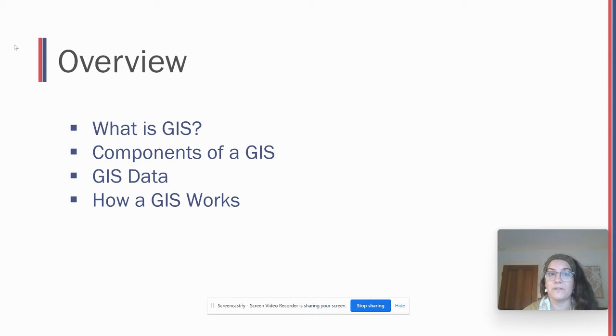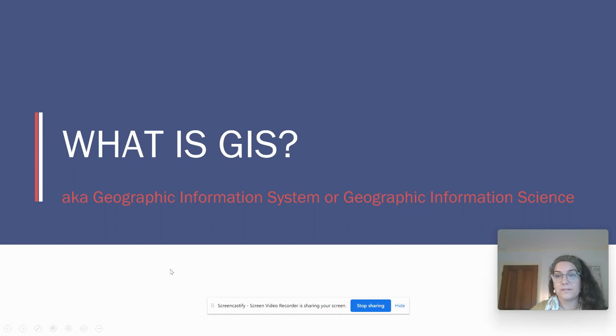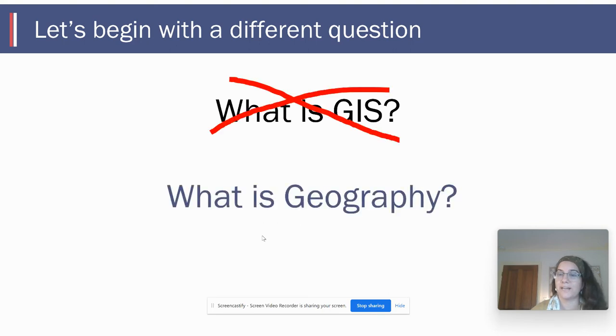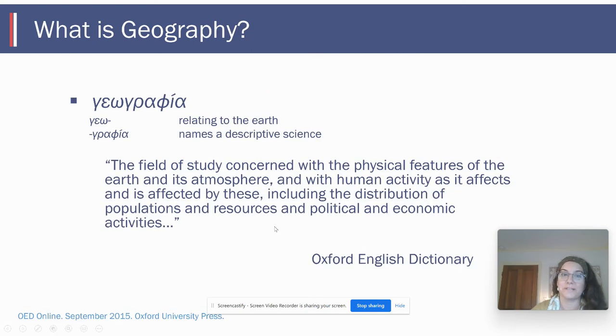So, a brief overview of what is GIS, the components of a GIS, data, and how a GIS works. So, here we go. What is GIS, also known as Geographic Information Systems, and which some people refer to as Geographic Information Science. And as I said in our intro, in order to understand what GIS really is, we need to understand what geography is in the first place.